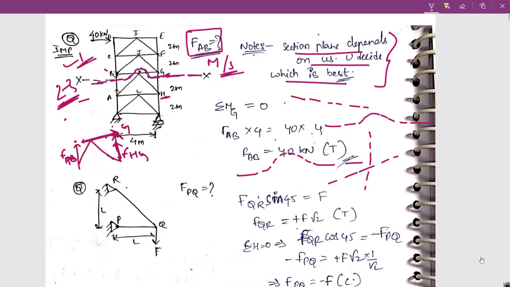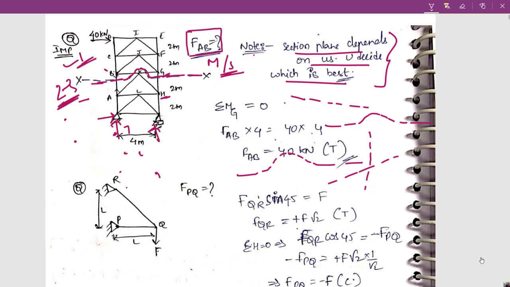So if I use the equation sigma M_G equals 0, I will very easily get the value of FAB. What you have to do is cut the member like this, and you can take the bottom part or the top part. I am taking the top part because if I take the bottom part, I have to solve for the reactions also.